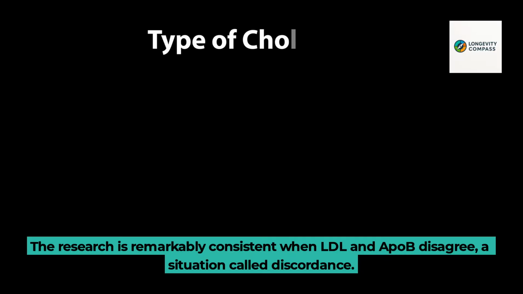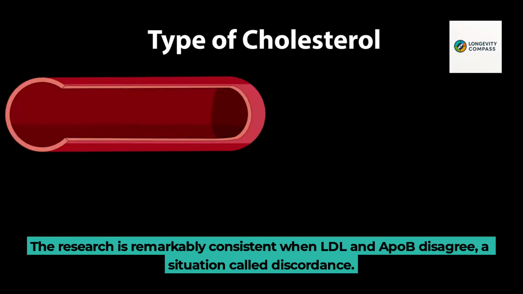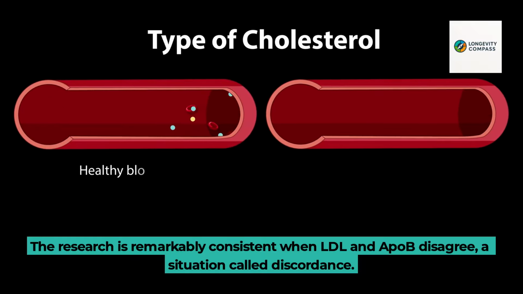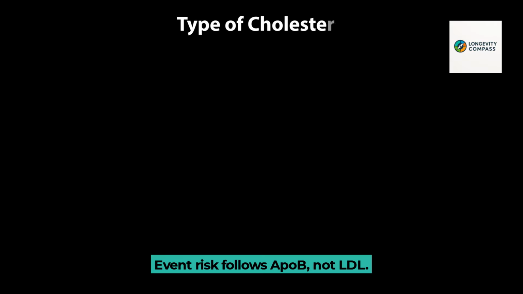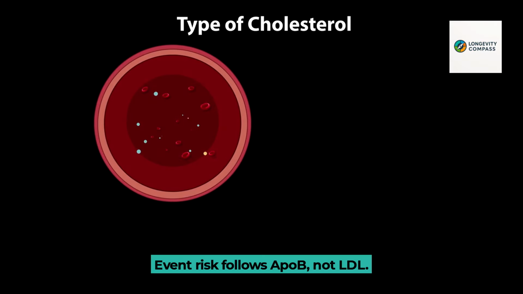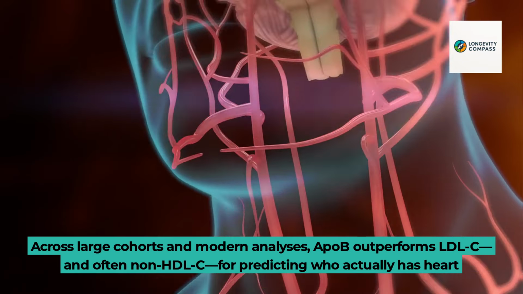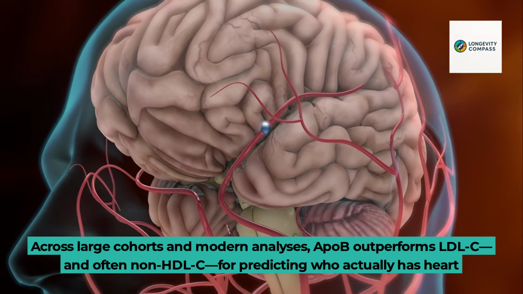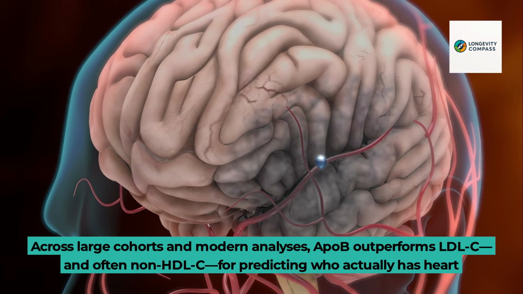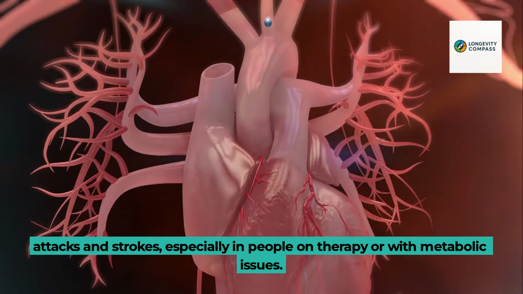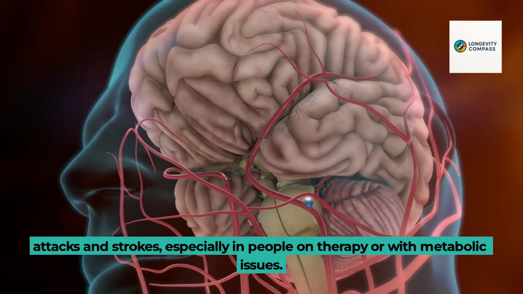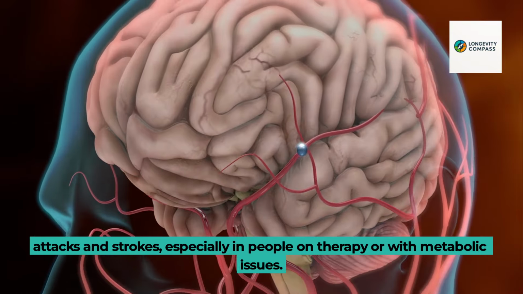The research is remarkably consistent when LDL and ApoB disagree, a situation called discordance. Event risk follows ApoB, not LDL. Across large cohorts and modern analyses, ApoB outperforms LDL-C, and often non-HDL-C, for predicting who actually has heart attacks and strokes, especially in people on therapy or with metabolic issues.